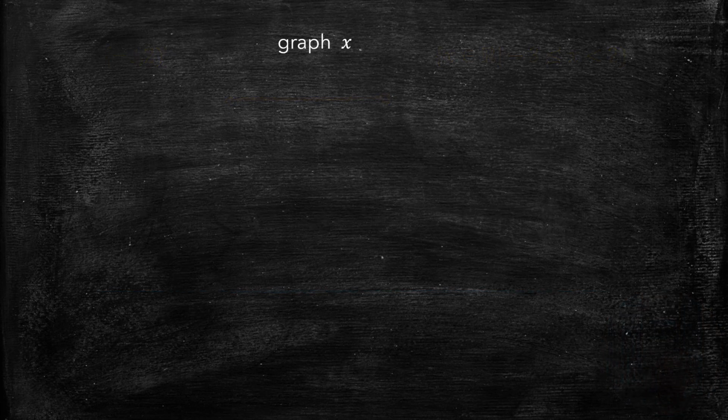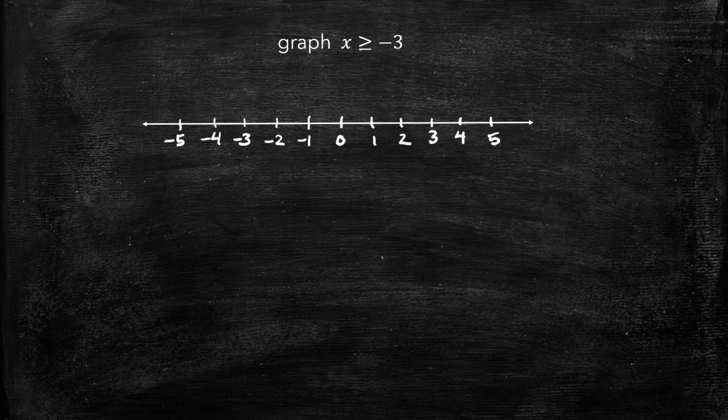To begin, we're going to graph x is greater than or equal to -3. So this is a throwback to Algebra 1. If you recall, x is allowed to be -3, so we put a shaded in circle there. And then we put an arrow heading to the right because x is allowed to be any number to the right of -3, all the way up to infinity.